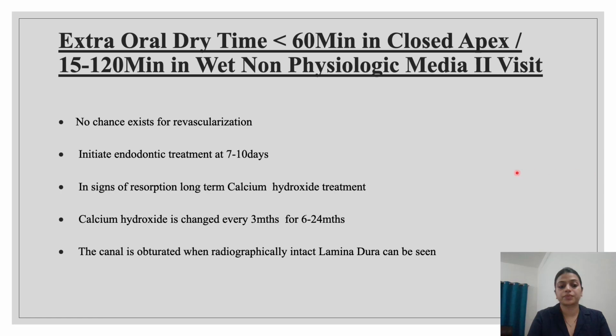So here, if the extraoral dry time was less than 60 minutes in a closed apex, that is the first criterion which we read, then there is no chance that revascularization will take place. We have to do a root canal treatment, and if there are signs of resorption, like if we see that the root has started resorbing, then calcium hydroxide is to be placed, and the dressing has to be changed every 3 months for 6 to 24 months. The canal is obturated when we see a radiographically intact lamina dura.